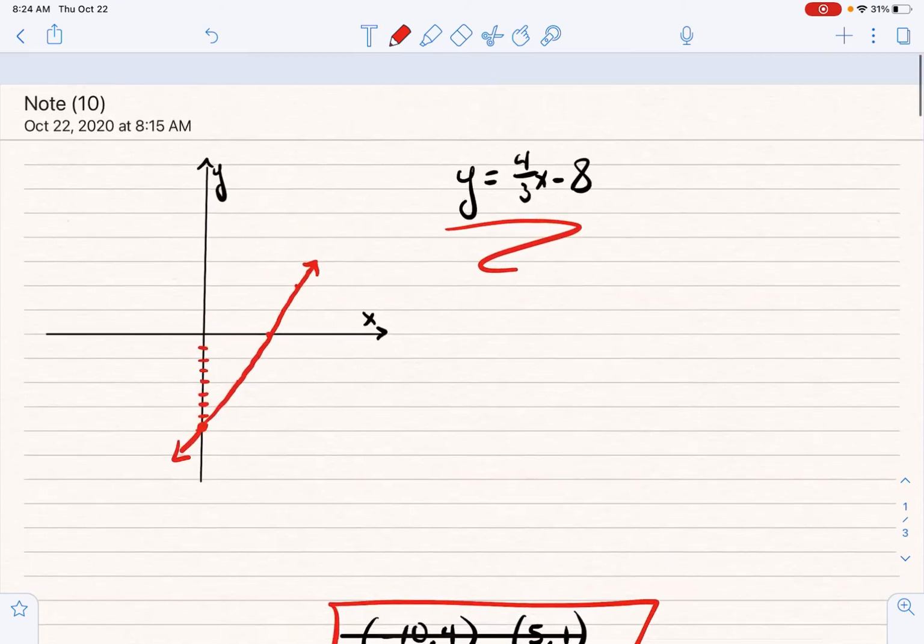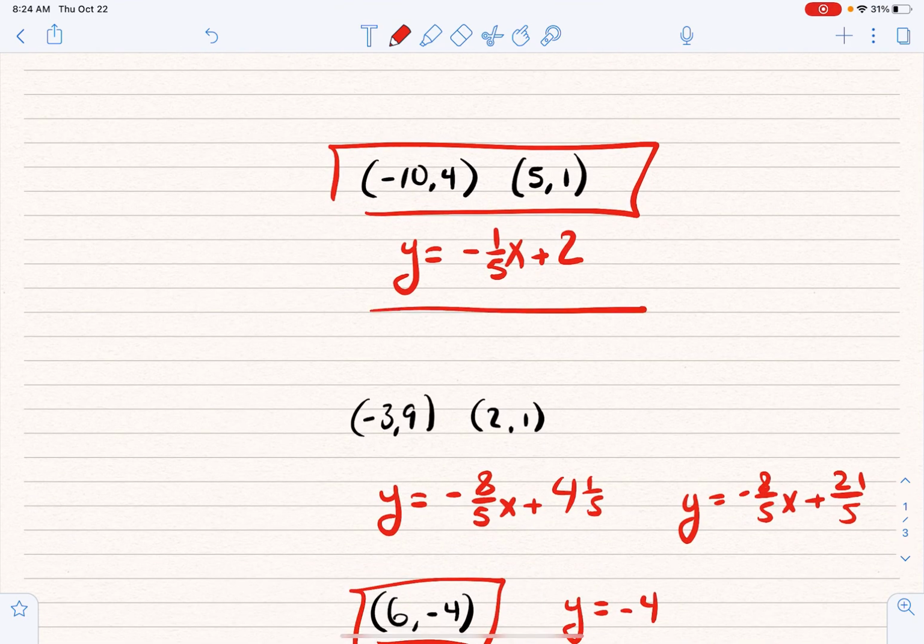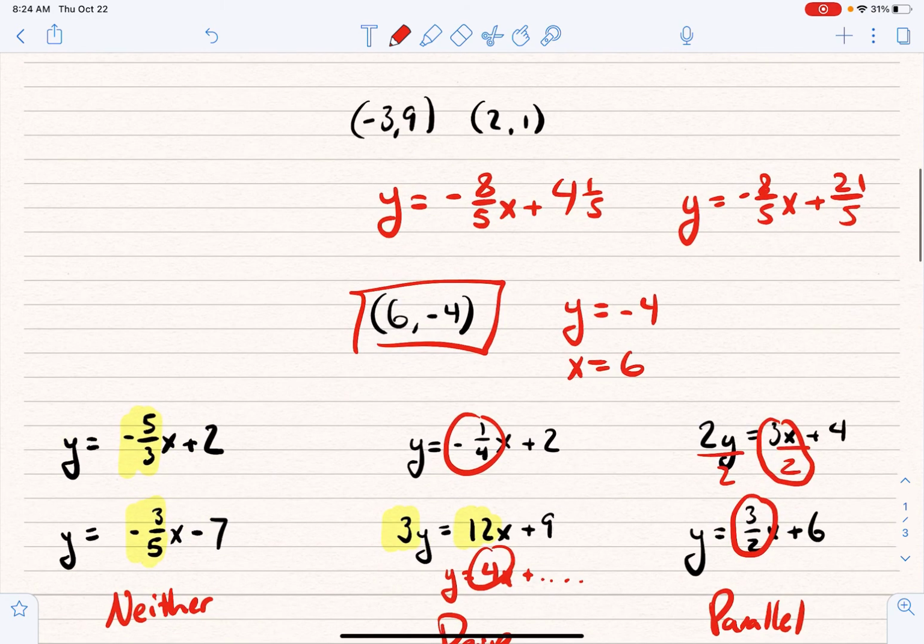So I'm going to go over it real fast once again. Your first line should look like this. Your first equation, y equals -1/5 x plus 2. Your second equation, it was pretty ugly, but it had to be one of these two: y equals -8/5 x plus 4 1/5.